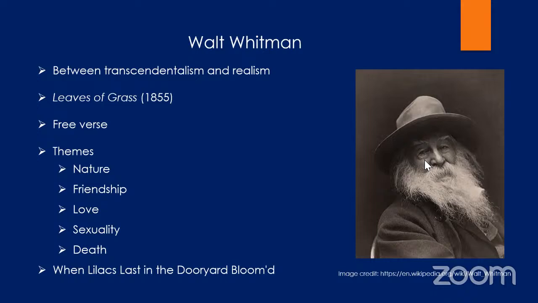Okay, that's good. But what did he write about? His major themes were nature, friendship, democracy, love, sexuality, death, immortality. We will talk about death in a little bit in one of his poems. Your course book, if you look at the unit, lists a few of Whitman's poems like "Song of Myself," "Crossing Brooklyn Ferry," and one of the most important and most famous ones, "When Lilacs Last in the Dooryard Bloomed." That's a really famous poem. Now, this poem is an elegy to President Lincoln.